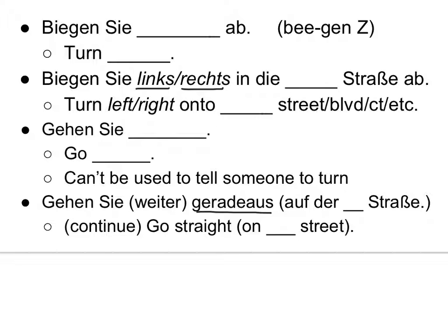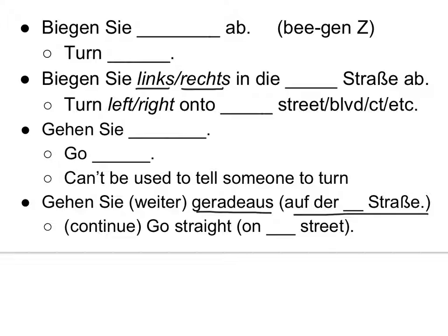Try again, geradeaus. Okay? If you want to tell them to go straight on a particular street, then that would be this part. Auf der Azaleastrasse, or whatever. Okay, so they are different. If you're turning, it's in die, and if you're already on it, then it's auf der. So it's a little bit different than in English.